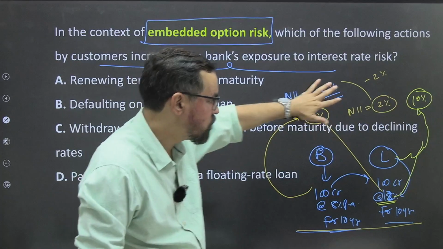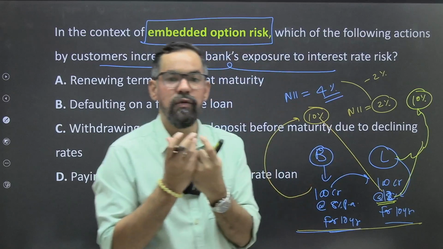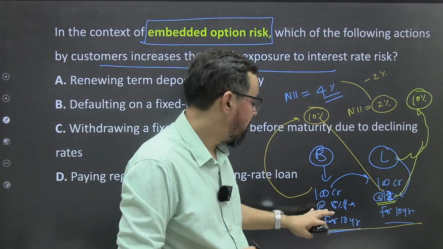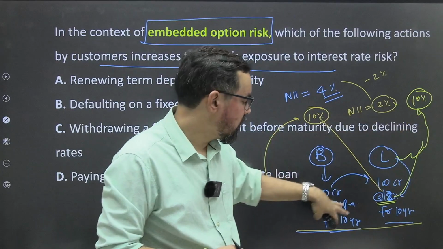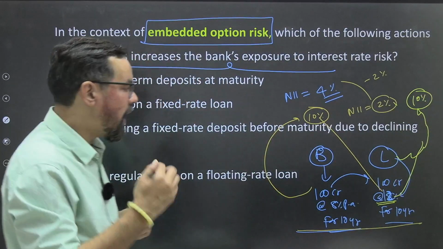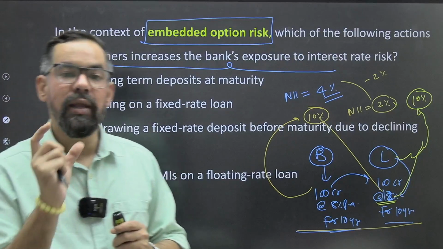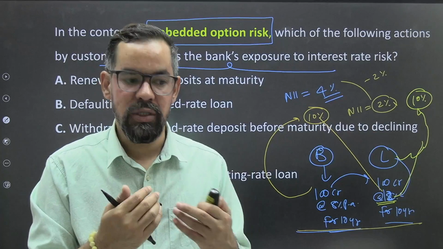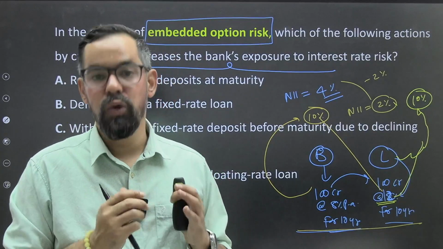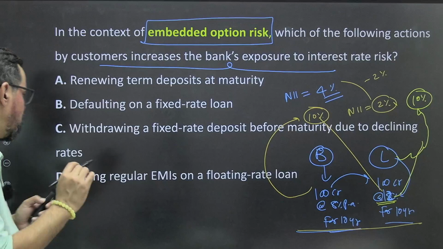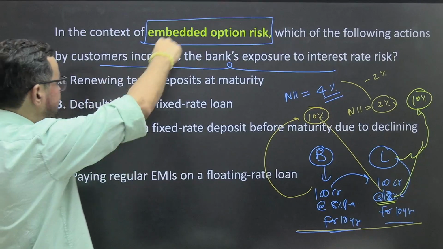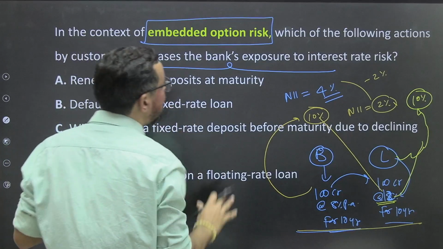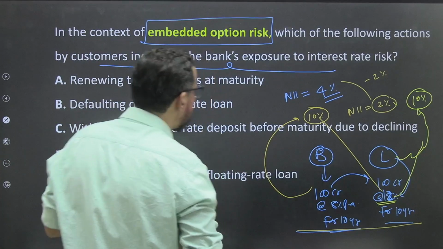In this situation also, now earlier we were getting 4% of NII on this particular asset. Now we'll get only 2% because 8% and 10%. Earlier it was 8% versus 12%. So these are the options which are generally known as embedded option, and due to these particular options, there are lots of fluctuations in our books also, especially in case of banking book. Okay? So now the question is, in the context of embedded option risk, which of the following action by customer increase the bank exposure to interest rate risk?